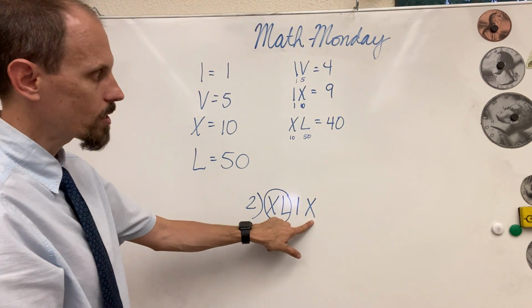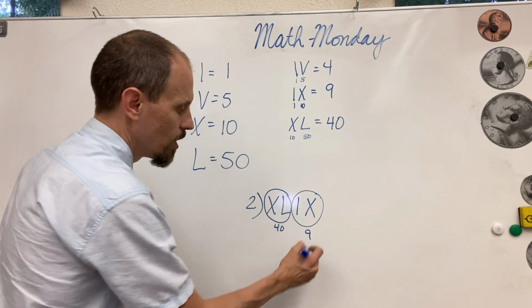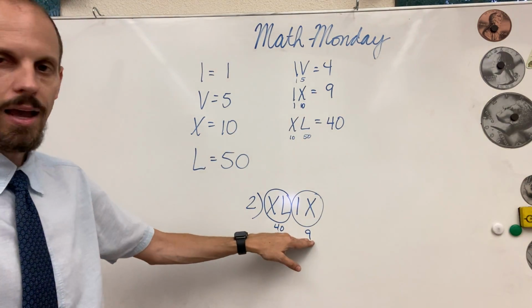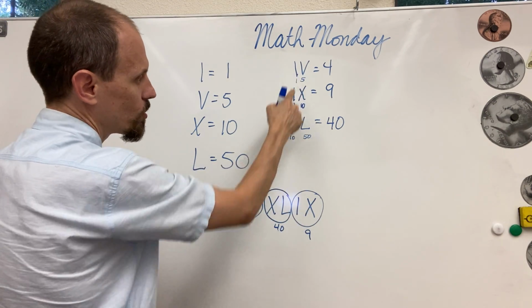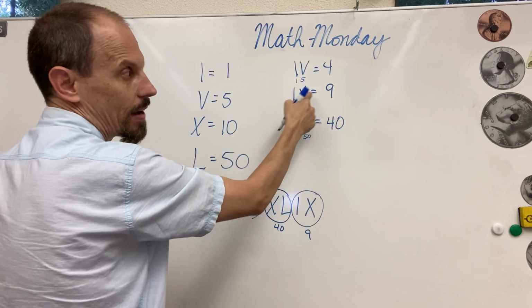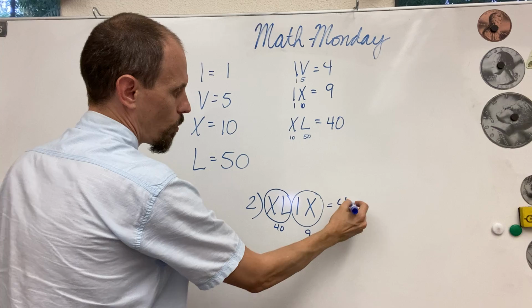But do you recognize IX? What is IX? IX equals 9. So this is going to be 9. So you actually have 49. That's pretty easy, right? So recognize these symbols here. If you see IV, it's 4, IX is 9, XL is 40. So this would equal 49.